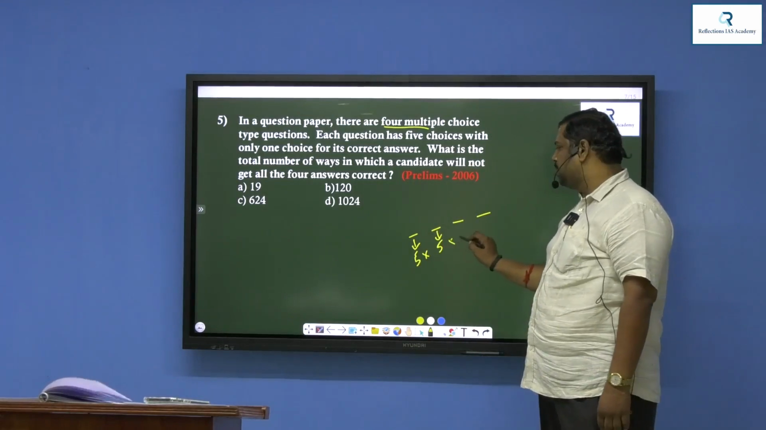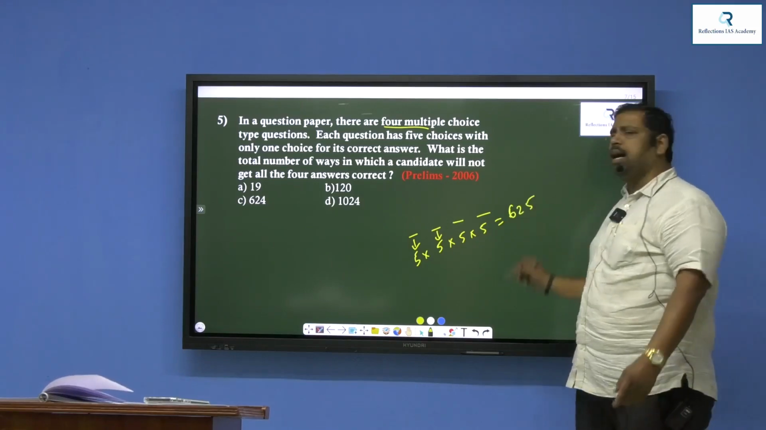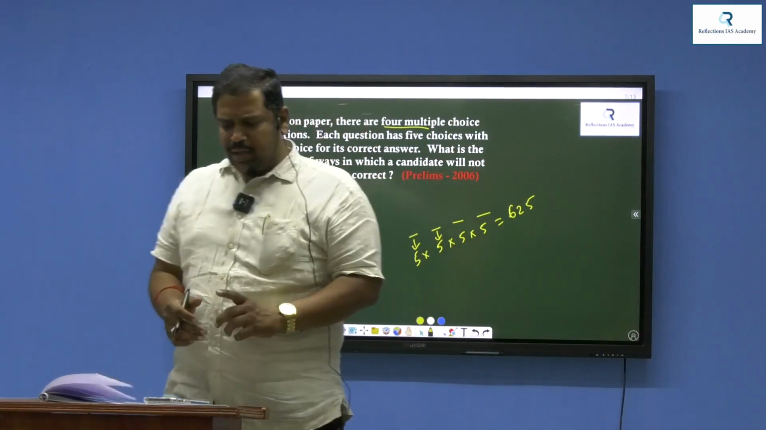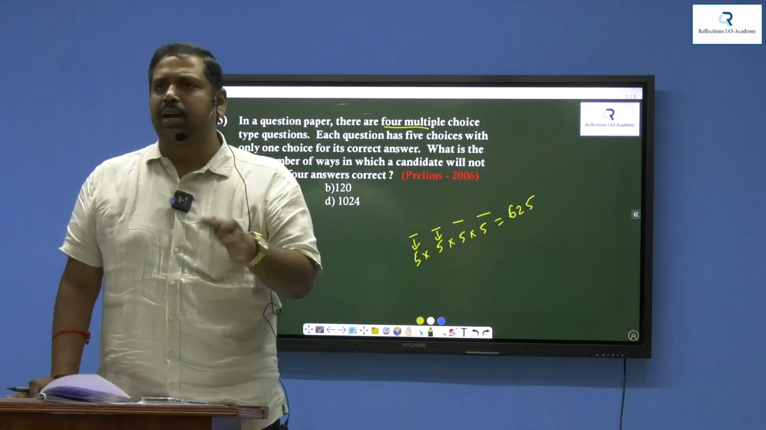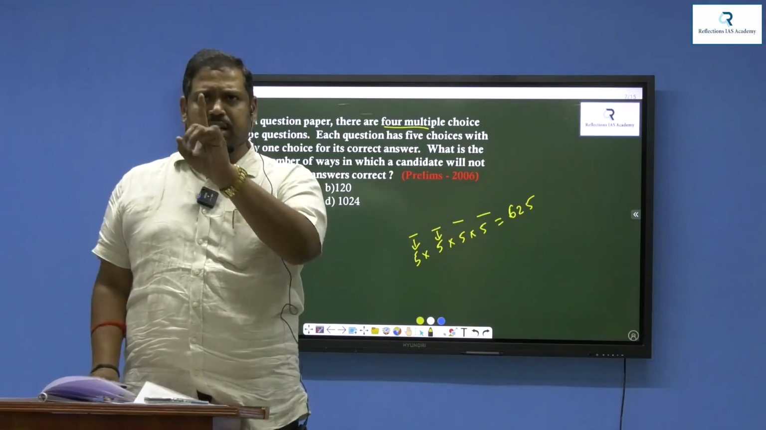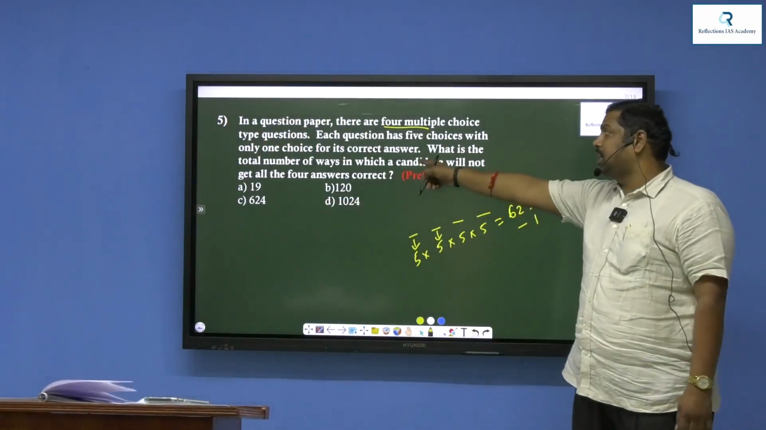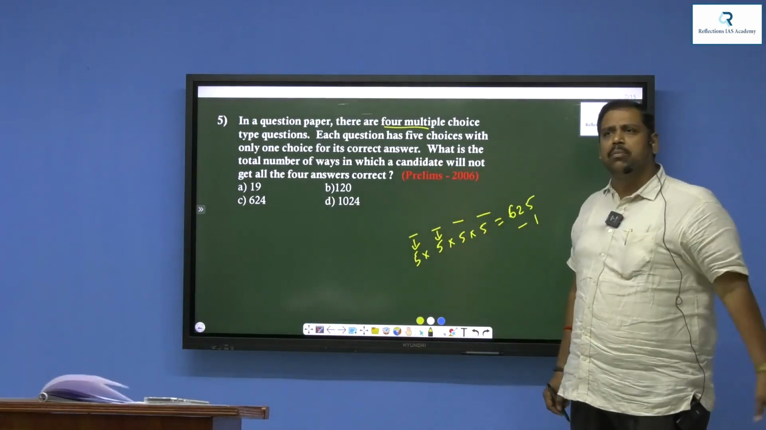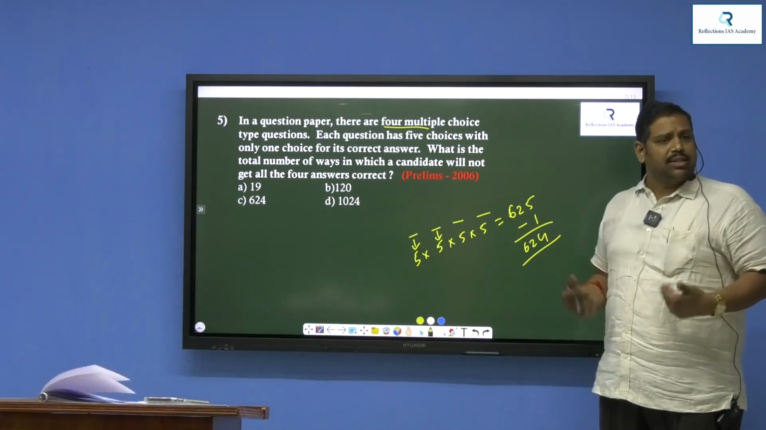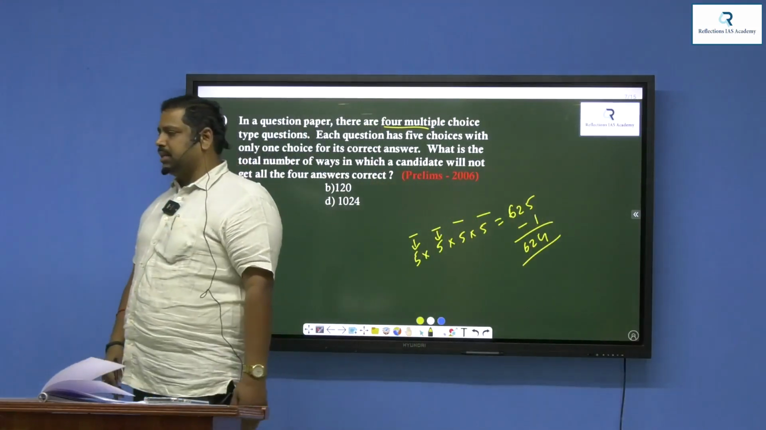This question can also be answered in 5 ways, means 5 power 4, which is 625 ways she can answer the question paper. Yes or no? Total how many ways? 625. Okay, in that there is only one case where all the 4 are correct. Yes or no? All the 4 being correct is 10 chances or only 1 chance? Only 1 chance. Okay, if I remove that, because he is saying that the candidate should not answer all the questions correctly, that chance I am removing. Total how many different ways can he answer such that he will not get all the 4 answers correct? 624. So what's the answer? C. What's the answer? C.